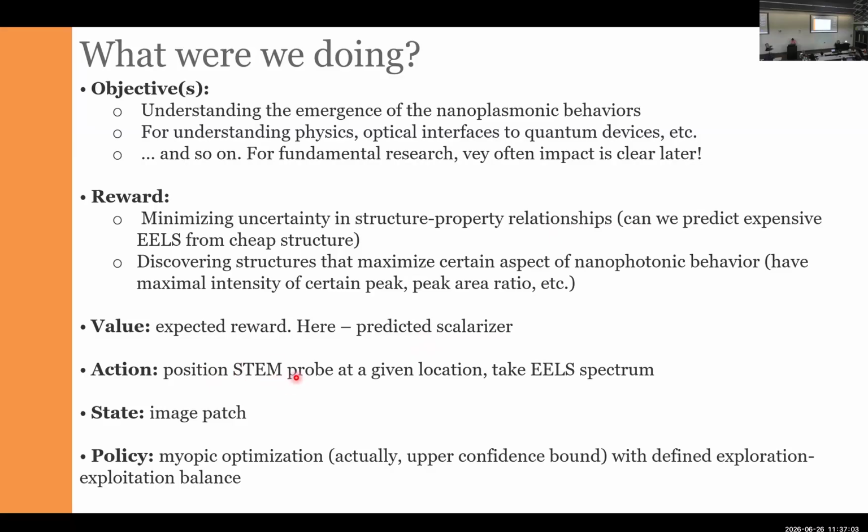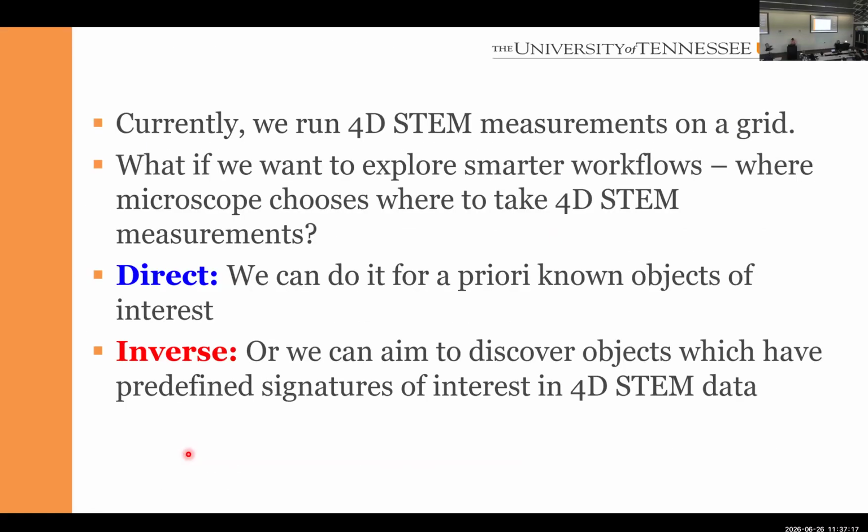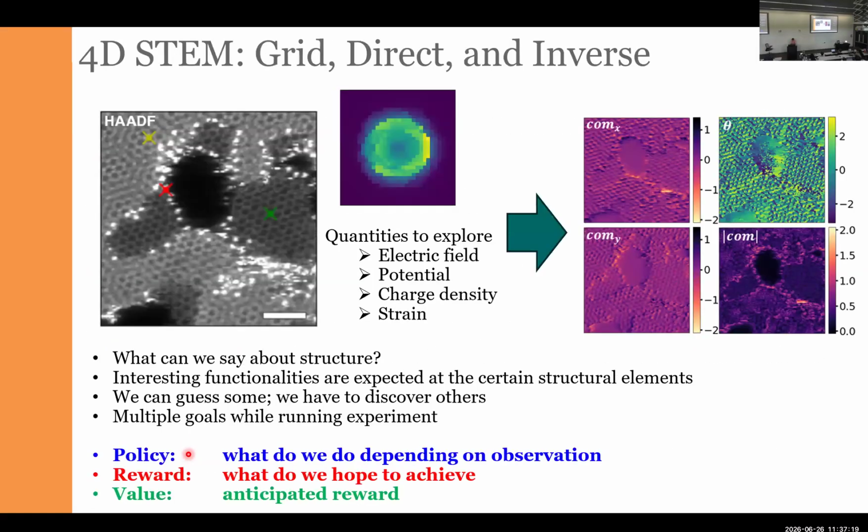Action is the position probe at the given location, but the location is defined by microstructure. So technically, it's going to the right part of the microstructural space. State is image patch. Policy is myopic optimization. So we can do the same type of things for other measurements.